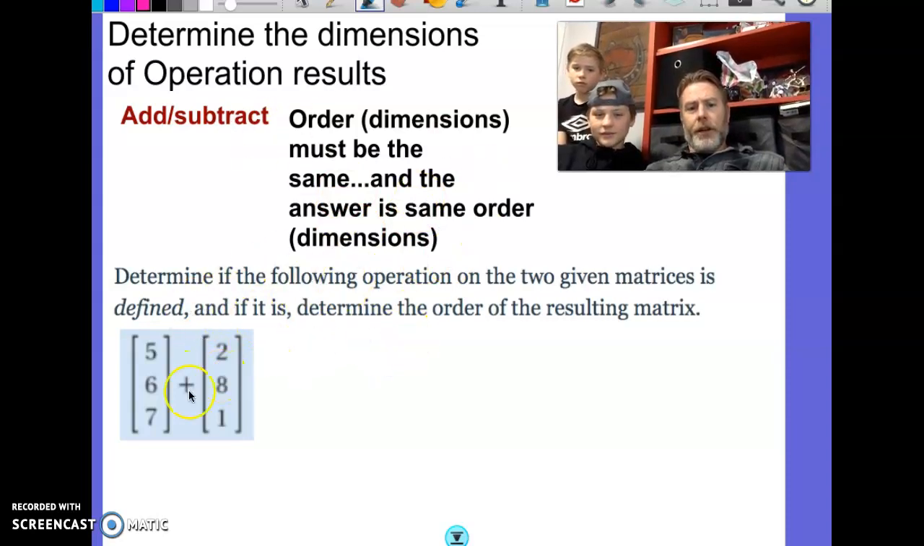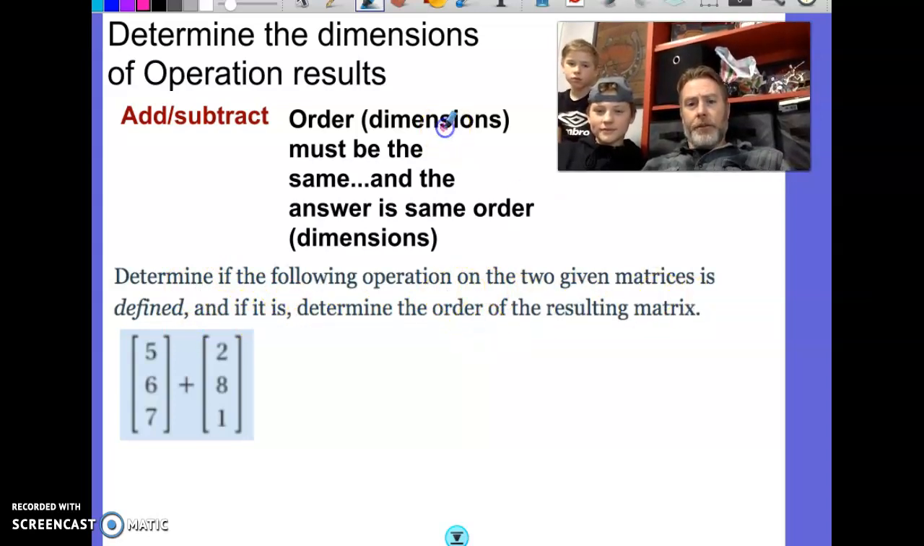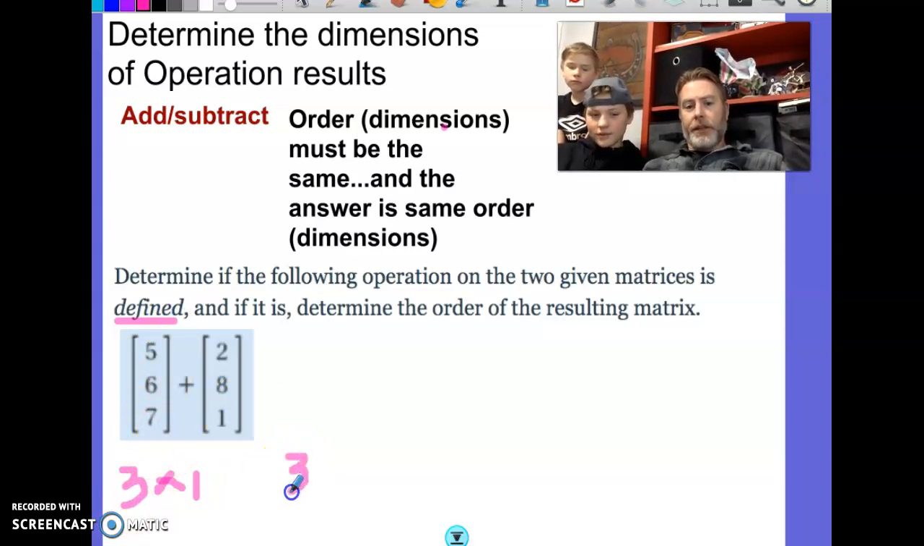So a little review here. The question says determine if the following operation of the given matrices is defined. If it is, determine the order of the resulting matrix. So it doesn't actually want us to add these. It just wants us to say if it's defined. Well, in order to see if it is defined, here's what we do. We write down the order of the first matrix, 3 by 1. Here's what it stands for. The 3 stands for 3 rows, and 1 stands for 1 column. We write down the order of the second matrix, 3 by 1. And it's defined if these are the same. Since they're the same, we say it's defined.